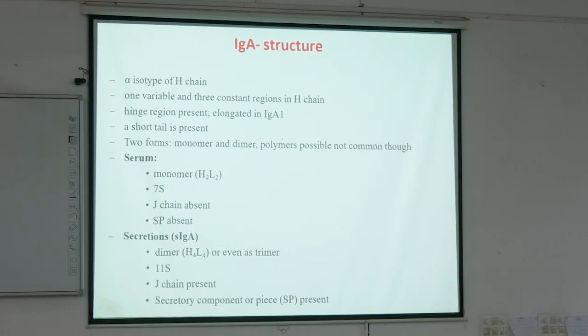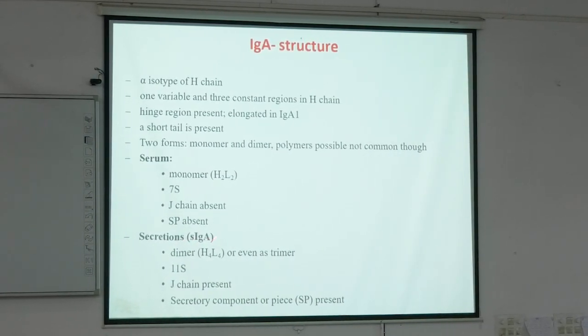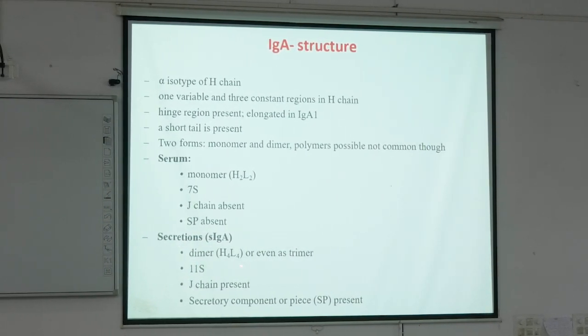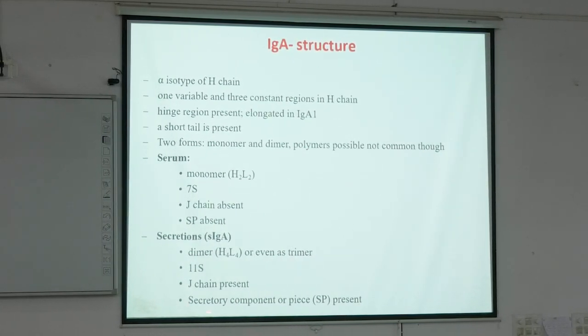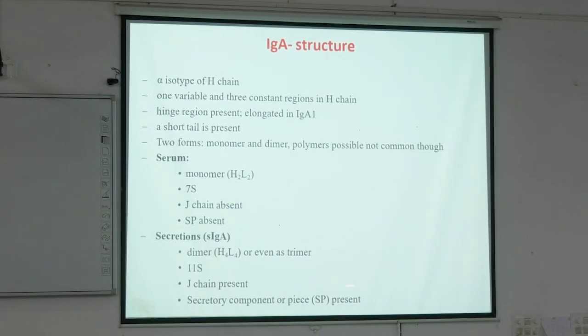Secretory IgA is a dimeric form, contains J chain and contains one secretory component or secretory piece or SP.